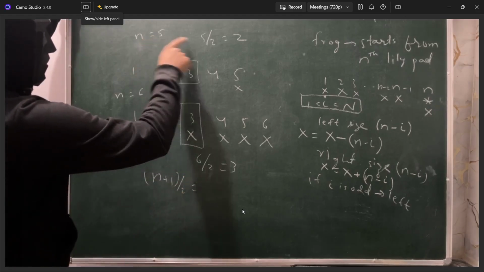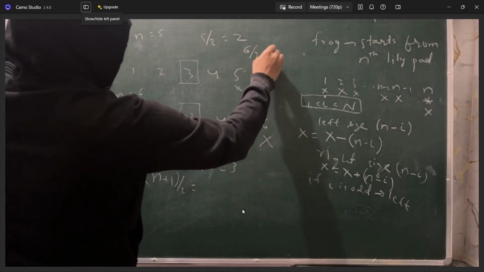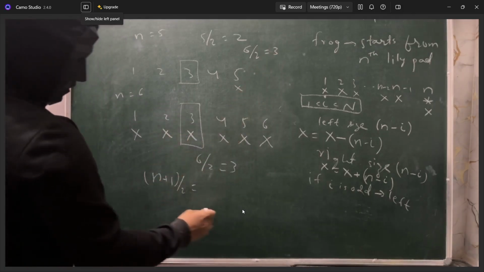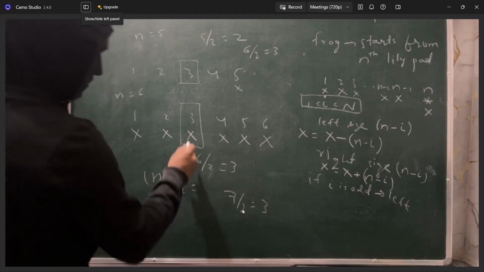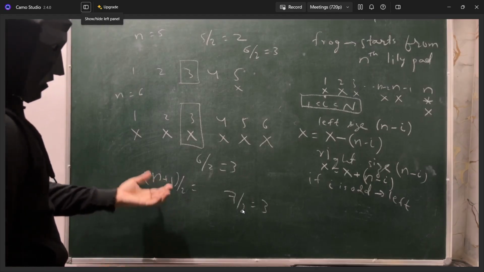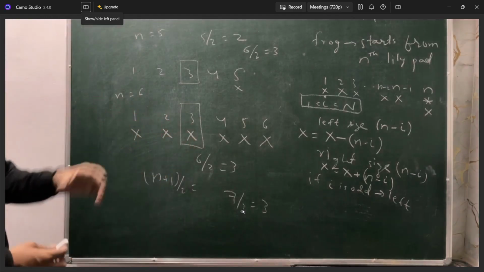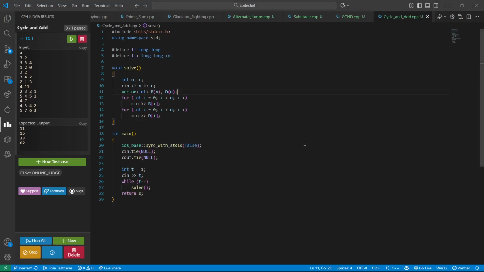So n is 5, so 5 plus 1 is 6, 6 by 2 if you do, that is 3. In this case also, n is 6, 6 plus 1 is 7, 7 by 2 if you do, this is also 3. So basically for a given n, you will have to print (n plus 1) by 2. So this will give you the answer. I think you guys understood it. Let's try to code it up.